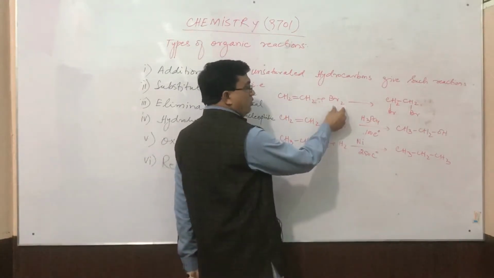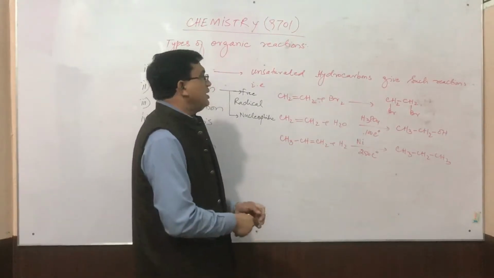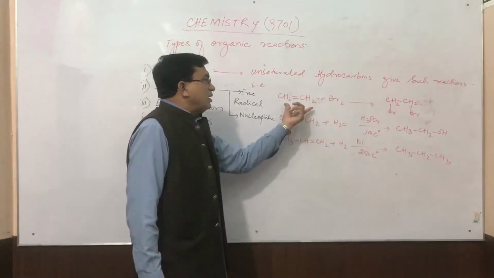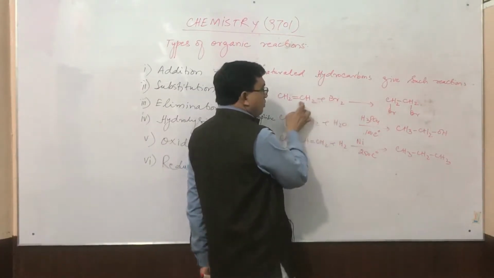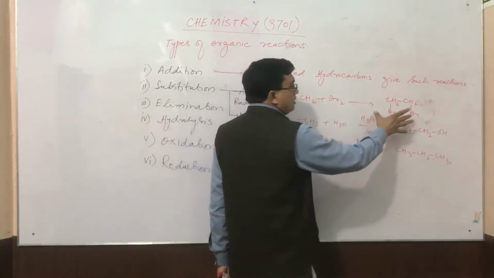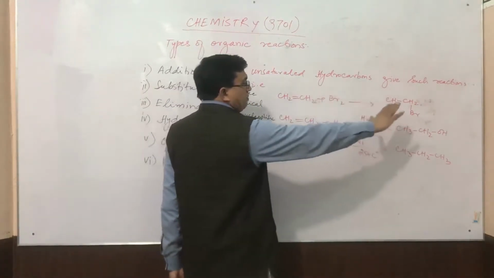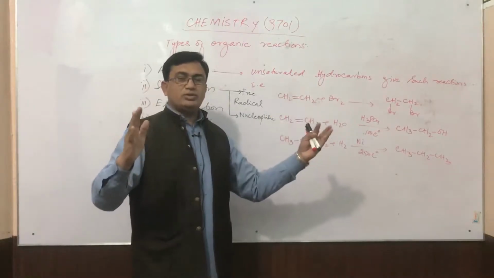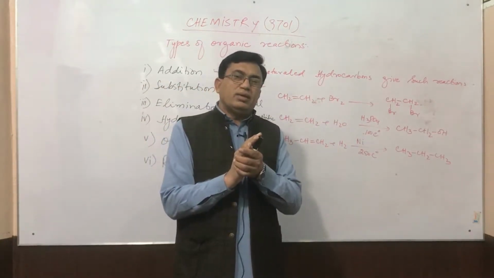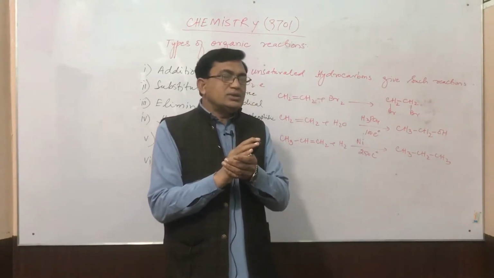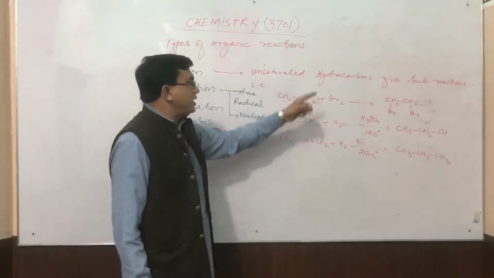If the red-brown color of bromine water decolorizes, then definitely it shows that the hydrocarbon is unsaturated, and as a result both of these molecules combine together giving us the addition product. That's why such types of reactions in which two molecules merge together without eliminating a small molecule are called addition reactions.